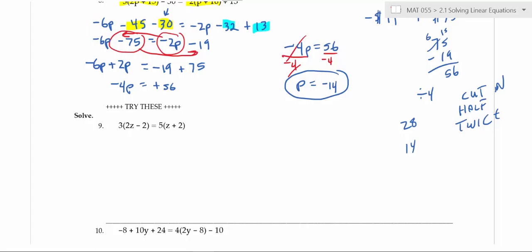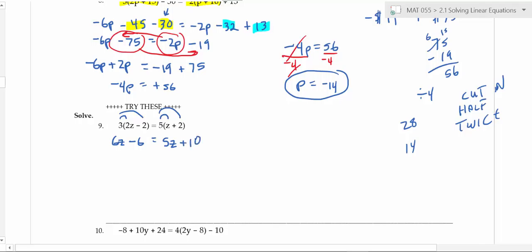Okay, let's run through this a little bit. And you can write your steps in the ways that you're most comfortable with, like we've been doing. You have to start with the distributive property. So 3 times 2z is 6z. 3 times 2 is going to be minus 6. This side, 5 times z is 5z, and 5 times 2 is positive 10, so put plus 10.